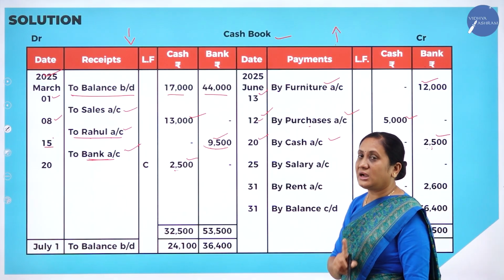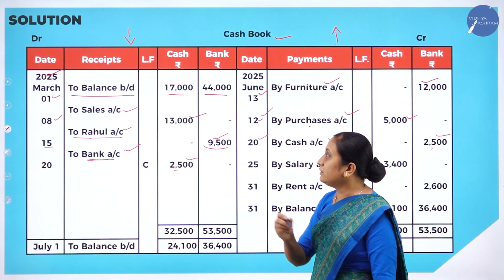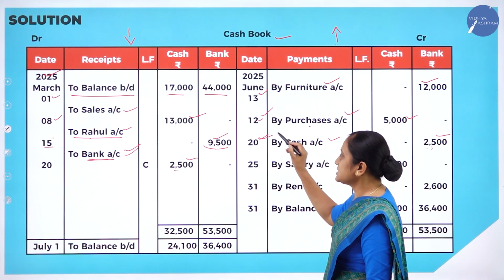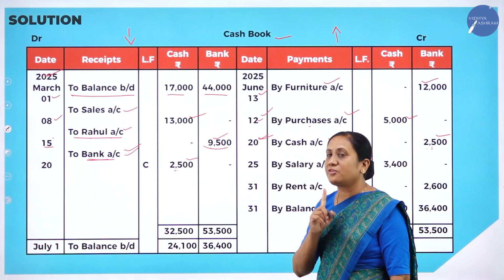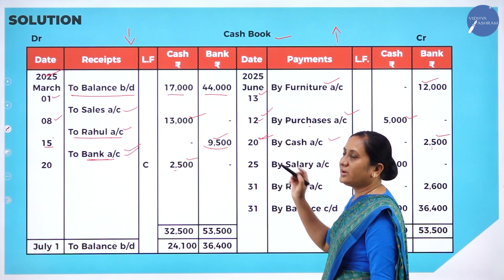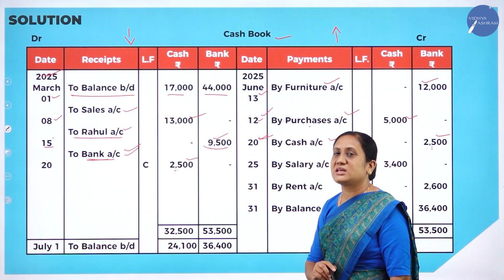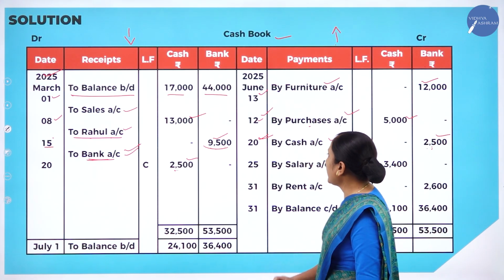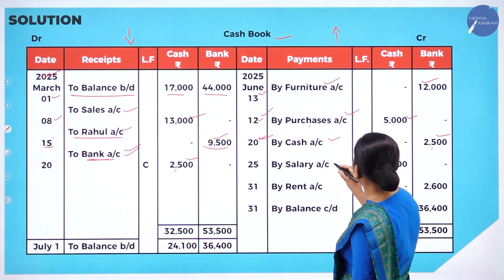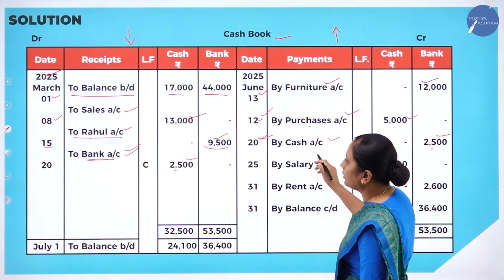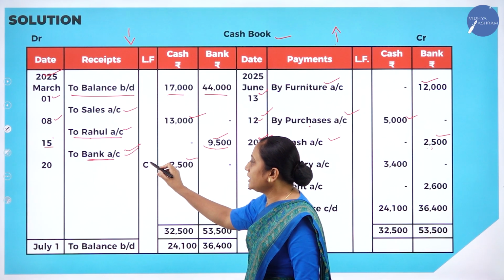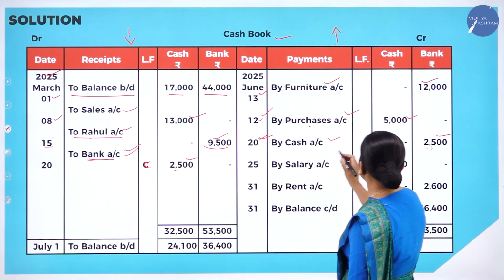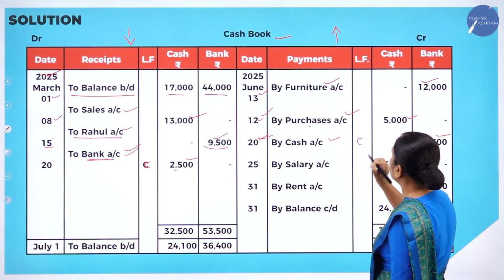See, for one single transaction we have made two entries, on the debit side also and on the credit side also. That is why we call this type of transaction a contra entry. Okay, now since this is a contra entry, we have to denote it by the letter C in the LF column, there also and here also.